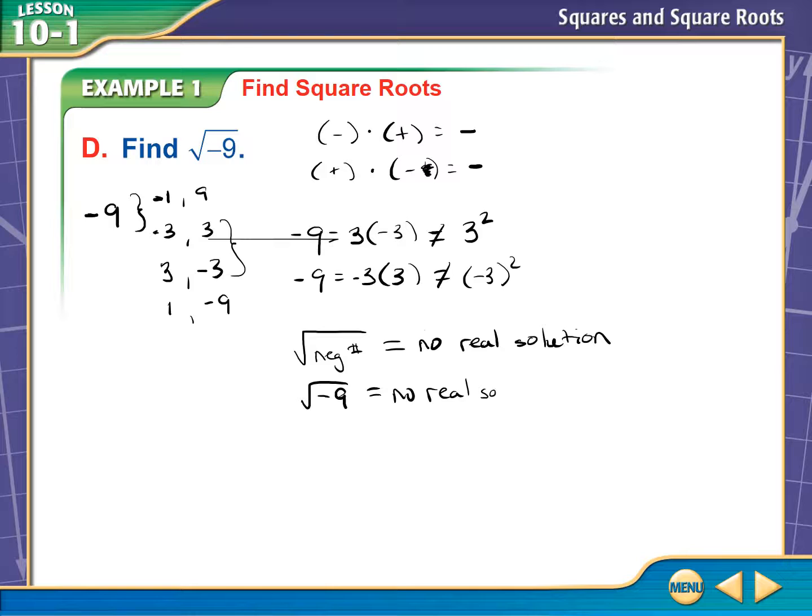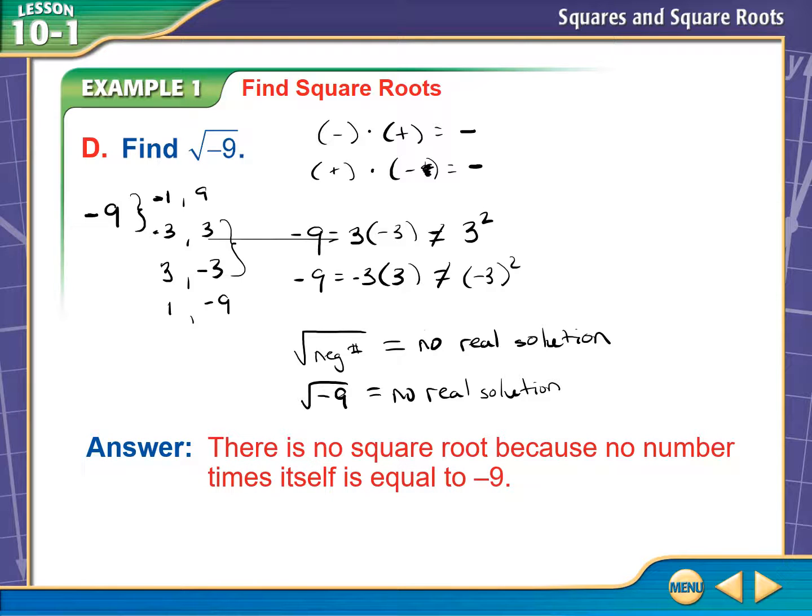And for you right now, anytime you have the square root of a negative number, you can't get that at this point. So there's no square root because no number times itself is equal to negative 9.